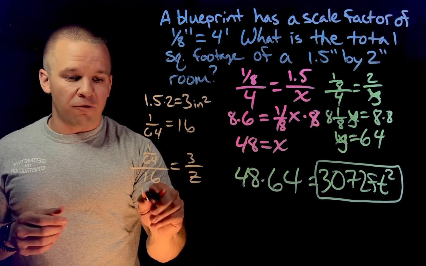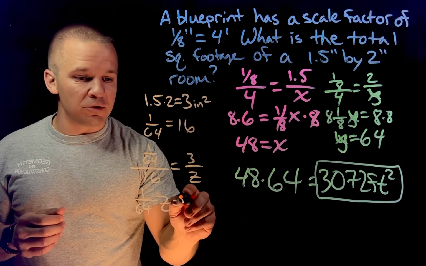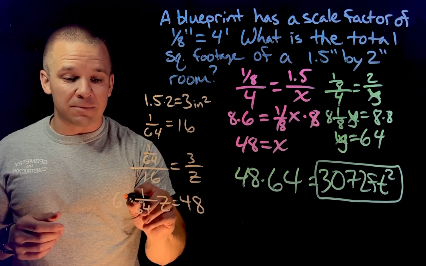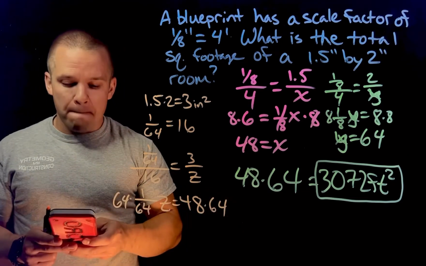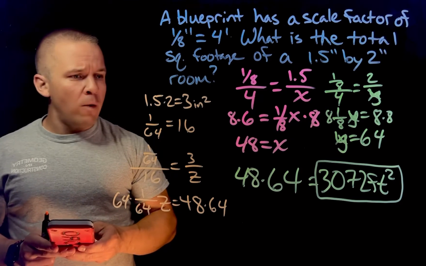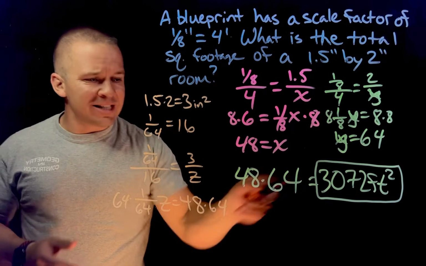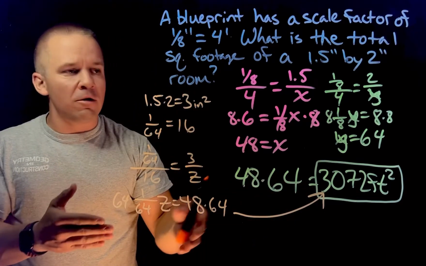So my 1 over 64, z is equal to 3 times 16, that's 48. And now I'm going to need to multiply both sides by 64. So what's 48 times 64? Oh wait, I already did that. Why am I even grabbing my calculator? It's going to be that same answer right there. Look at that. That one's a little bit weird to do, but it still works.